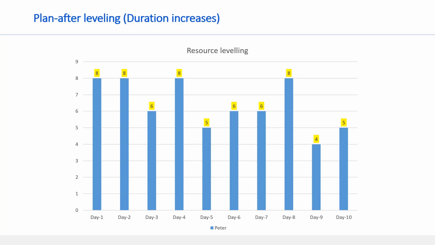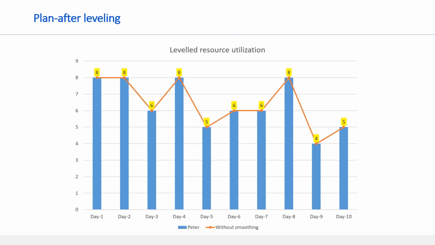In resource leveling, you level the hours and distribute it in such a way that Peter does not work more than 8 hours a day. So, here you have leveled the utilization of Peter. Also, as you can notice, Peter not only works for more than 8 hours, but also he works less than 8 hours in some days. Here, the resource utilization is not evenly distributed.